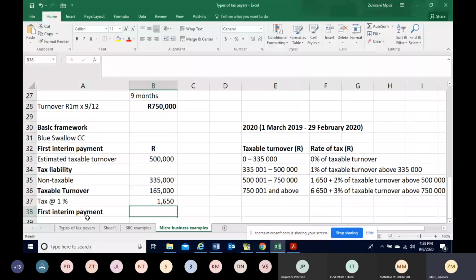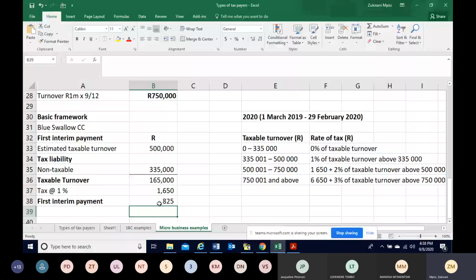Now, the first interim payment, in terms of the formula, is the tax payable for the year divided by 2. Why do you divide it by 2? It is because you are paying this as an interim payment during the year. You are paying 2 payments for the whole year, because SARS needs to ensure every taxpayer is able to provide funds during the year to SARS to be able to run and provide to the nation from a government perspective.